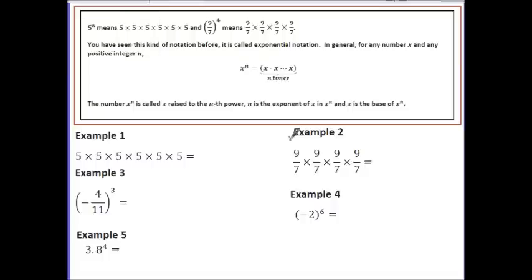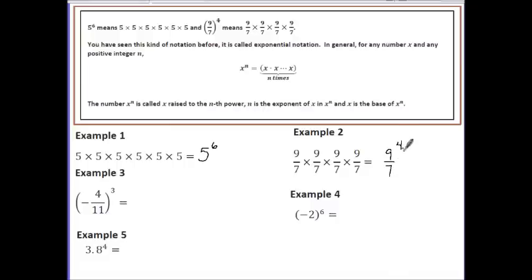You'll notice example 1 and example 2 are the same exact problems that we had above here. So we already know that 5 being multiplied out 6 times is 5 to the 6th power. Likewise, 9/7 being multiplied out 4 times together is 9/7 raised to the 4th power.